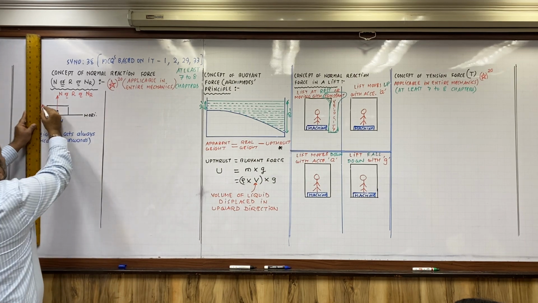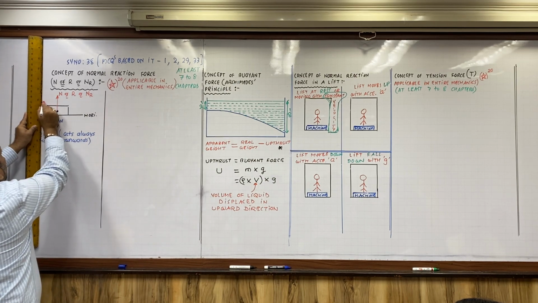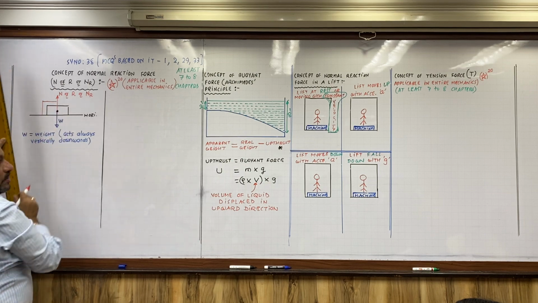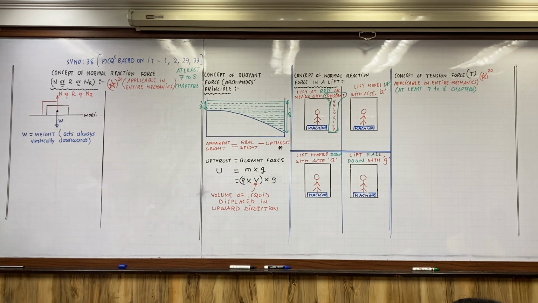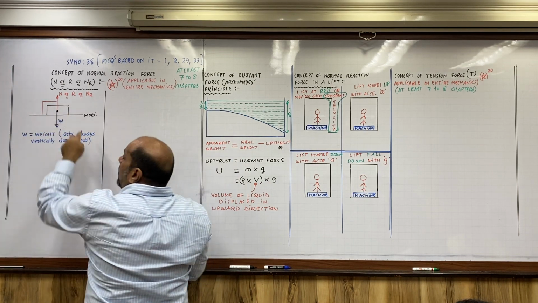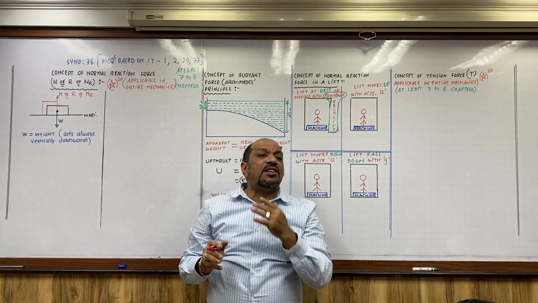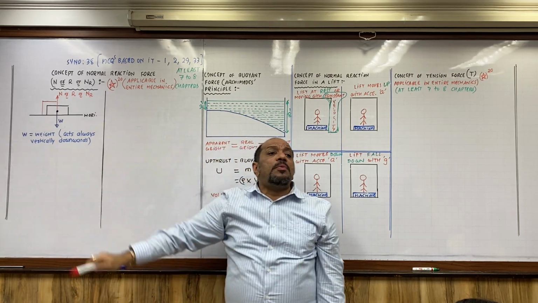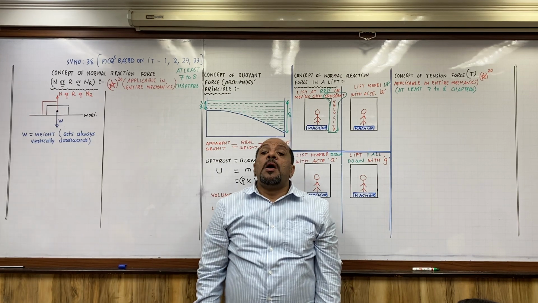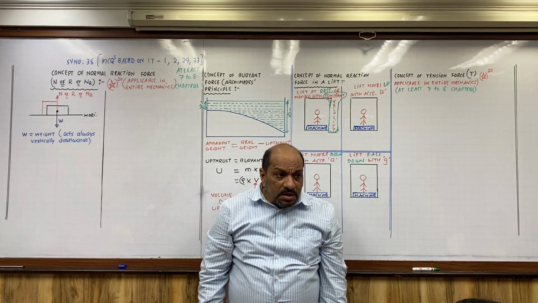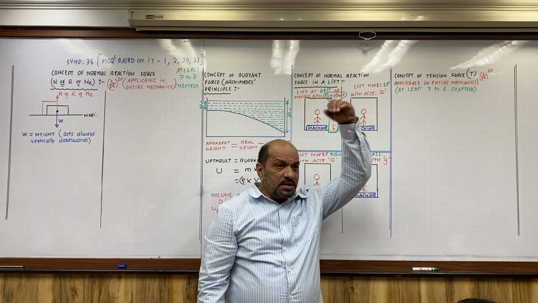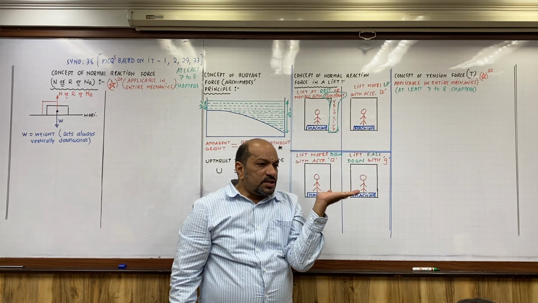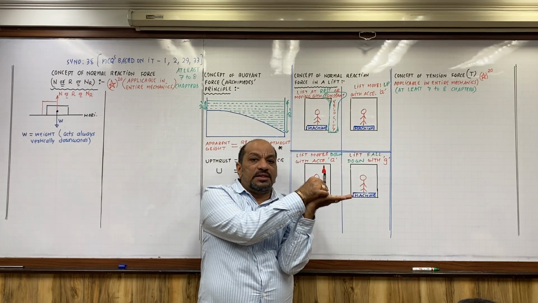And mind you, this force is always acting at right angles. Very important. Whichever way I am holding the body, weight is always acting vertically downwards. But if you think about normal reaction force, the normal reaction force is always acting perpendicular to the surface on the body. That means if this is the surface, then normal reaction force is like this.